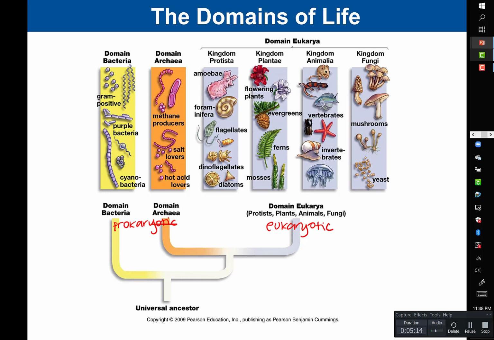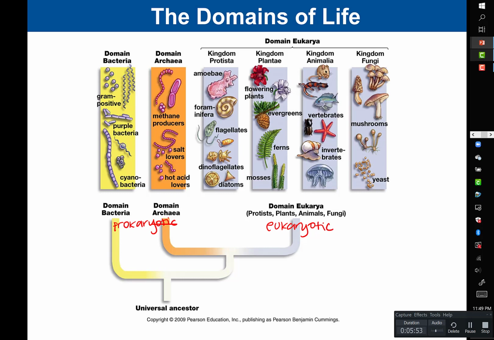If we look within domain Eukarya, we can divide it into the next level of classification, which is called kingdoms. Now, historically, there were 4 kingdoms. That was one of the historical types of classification. The 4 kingdoms that you often hear are Kingdom Protista, Kingdom Plantae, Kingdom Animalia, and Kingdom Fungi. Now, the reason I say that that's the way it used to be done is that Kingdom Protista has now been broken out into several other kingdoms.